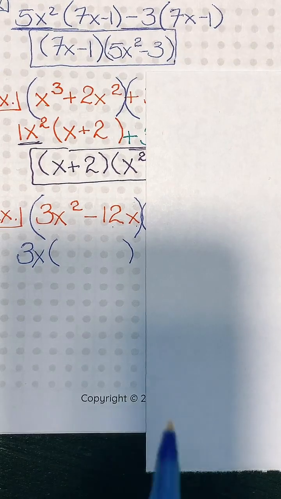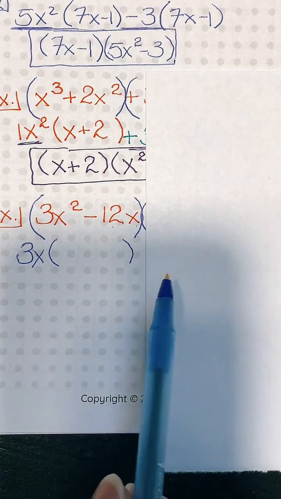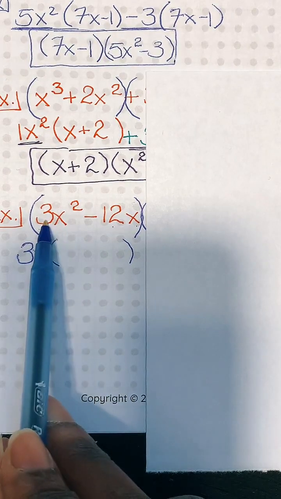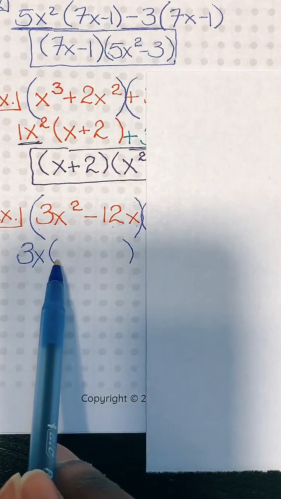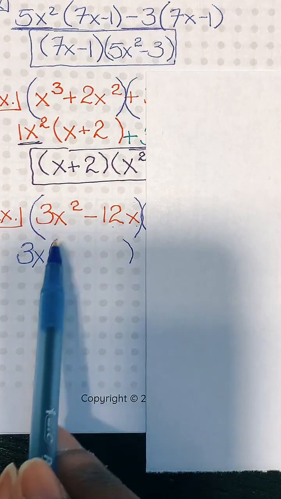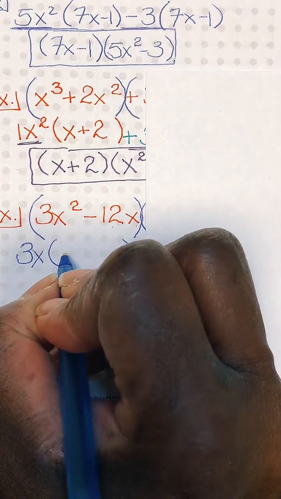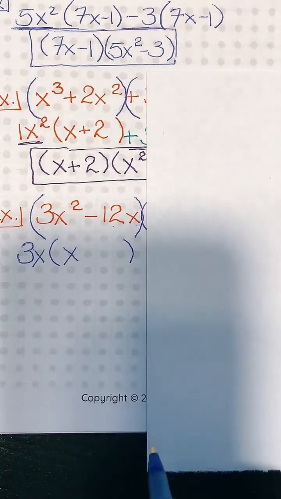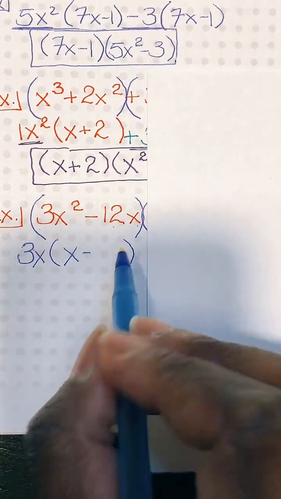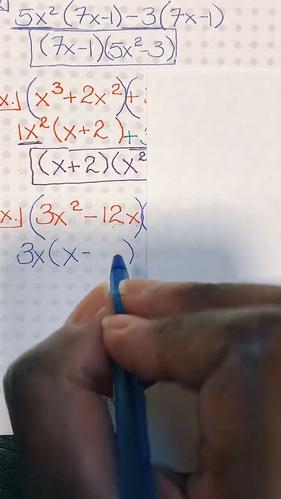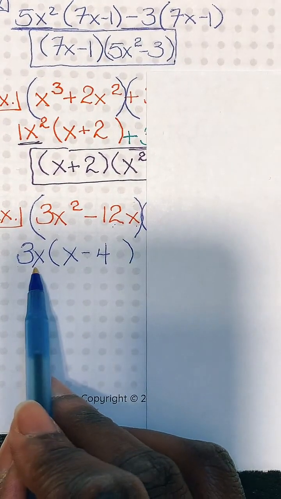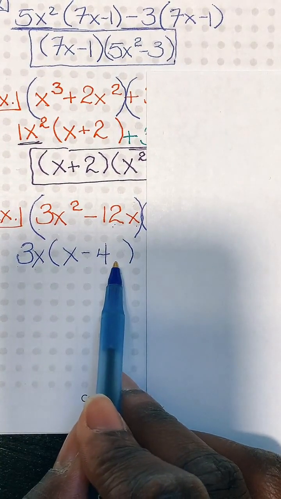So if we do 3x squared divided by 3x, 3 divided by 3 gives me 1. I don't have to put the 1 because x squared means there are 2 x's here. If I pull 1 x out, I have 1 x left. Then I bring down my minus sign. Then 12 divided by 3 gives me 4. And there was 1x here. We pulled 1x out, so we don't have any x's left.